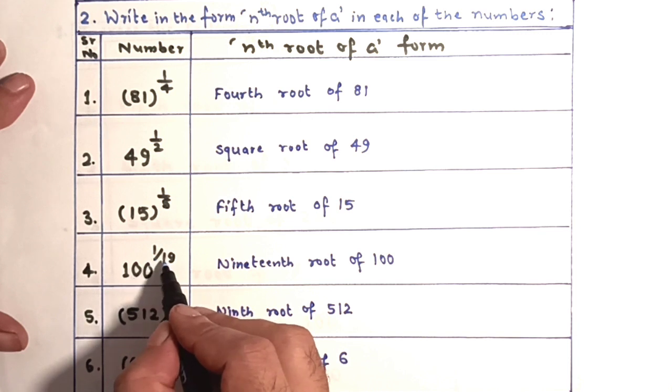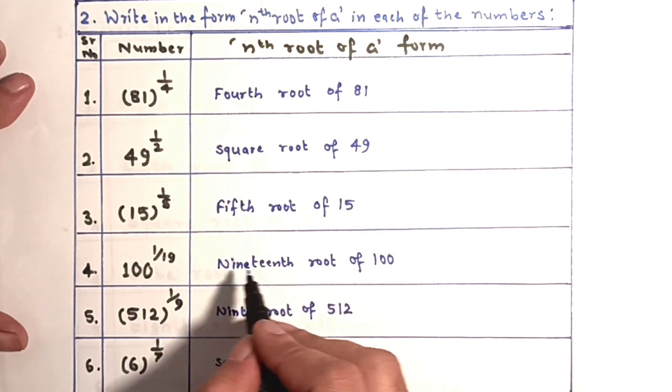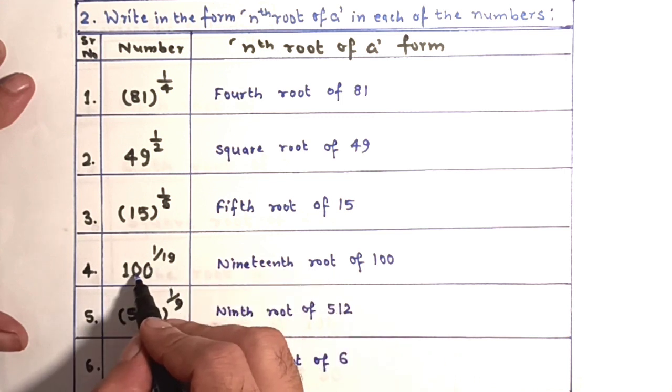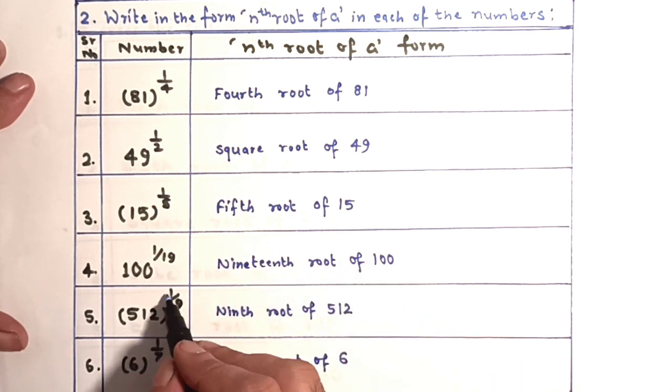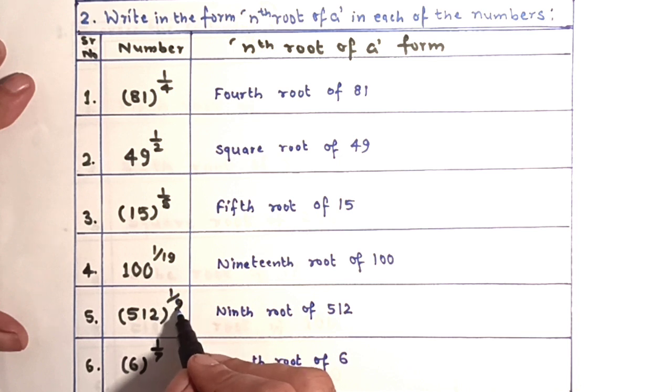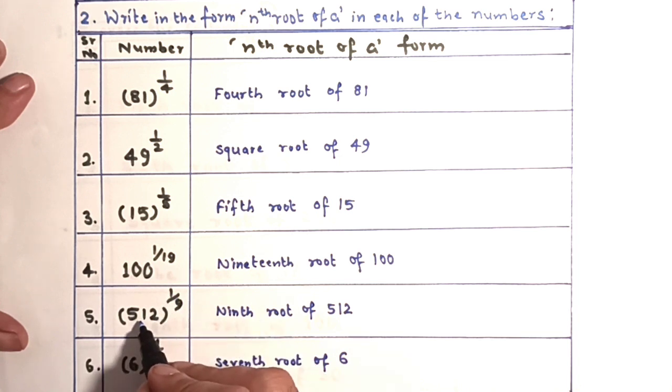100 raised to 1 upon 19. 1 upon 19 means 19th root, which is your index, and base is 100. So 19th root of 100. 512, 1 upon 9. So look at this 9. So write 9th root of 512. Sixth question. 6 raised to 1 upon 7. 1 upon 7, look at 7. So 7th root of 6. That completes your practice set 3.1.